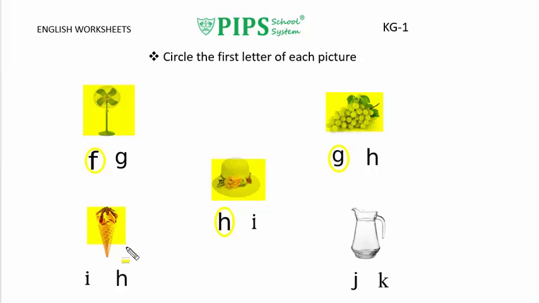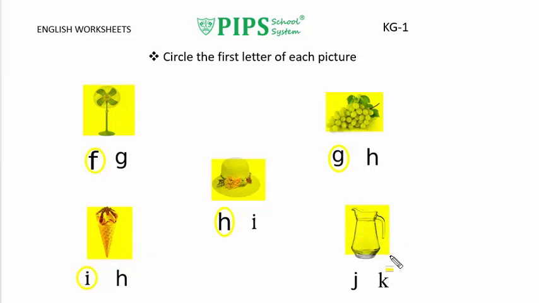This is an ice cream. The initial letter of ice cream is I. Sounds like E. I. Ice cream. Now we will circle the letter I.